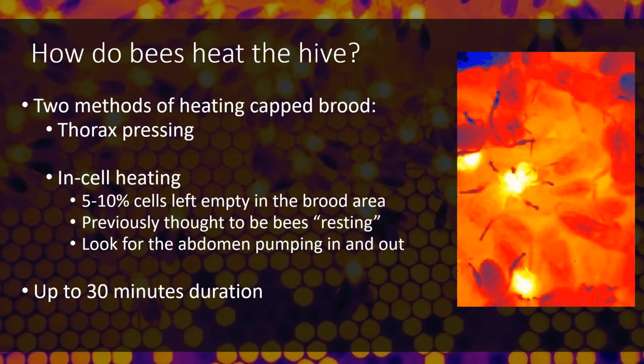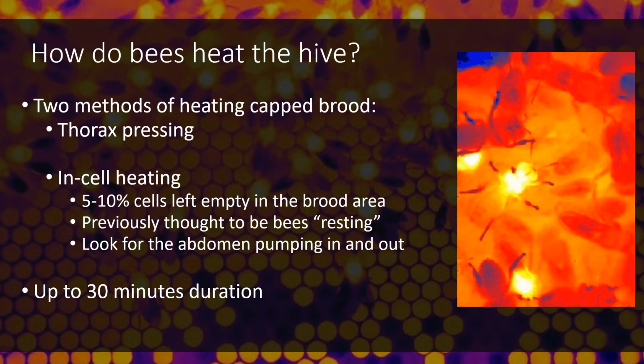Now, there are 2 main methods of heating up brood. The first one is thorax pressing, where the bees do a little push-up on top of the cells, heat themselves up, and they transfer the heat straight through to the cell underneath and the cells around. However, this is not as efficient as the in-cell heating method that they use. And this is where they will crawl into a cell within the brood comb, and in this brood comb there's normally about 5 to 10% of the cells left empty in healthy comb, obviously more if you've got problems or a poor queen or disease.